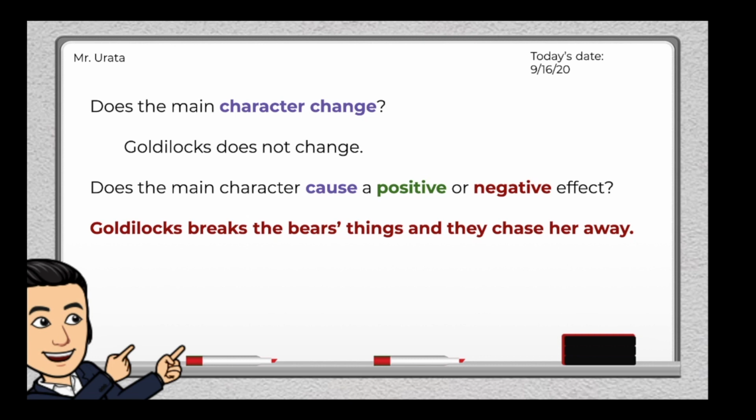Does the main character change? In the story, Goldilocks doesn't change. Does the main character cause a positive or negative effect? Well, Goldilocks enters the house without permission. She does all these really disrespectful things. And then, in the end of the story, Goldilocks gets chased by the bears. That's a negative effect. So, that means we need to not be like Goldilocks.